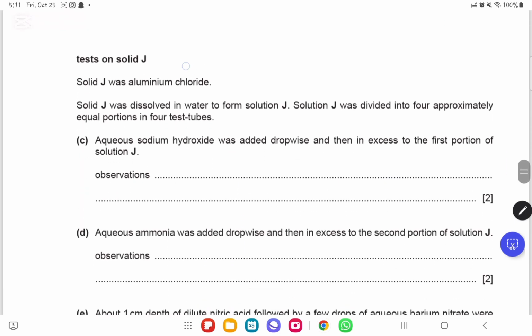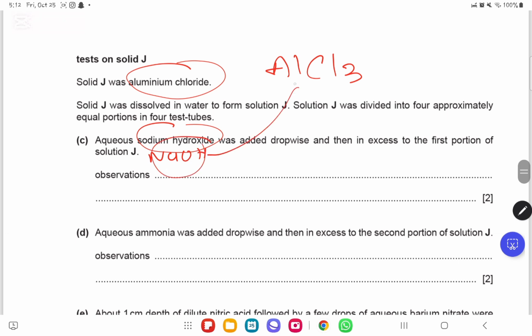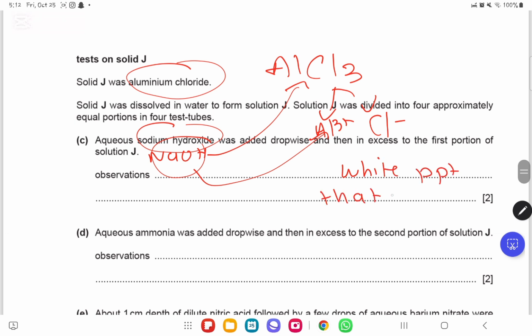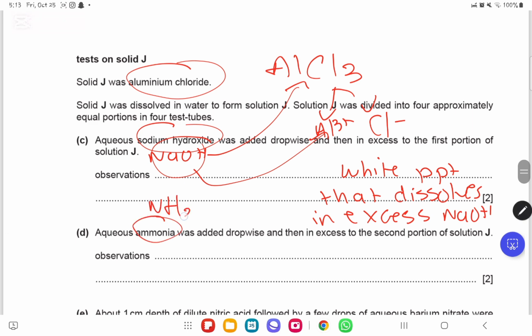Okay, then now we're doing tests on solid J. Solid J was aluminium chloride, which is AlCl3. Solid J was dissolved in water to form this. The first test, part C, sodium hydroxide, NaOH, was added to this. We know that the ions of this are Al3+ and Cl minus. Adding NaOH to Al3+ gives you a white precipitate that dissolves in excess NaOH.